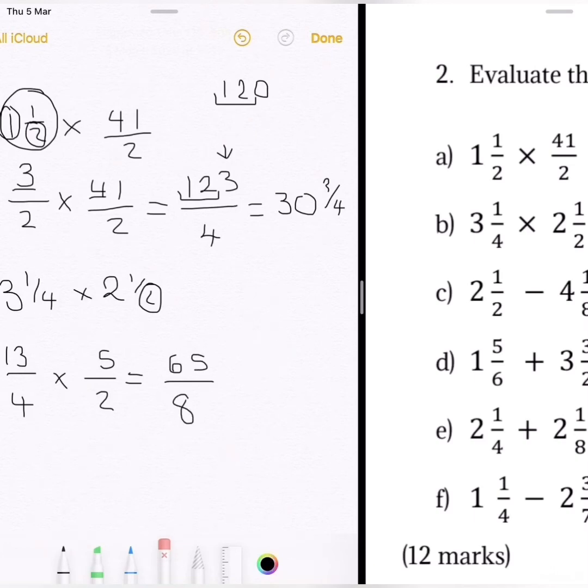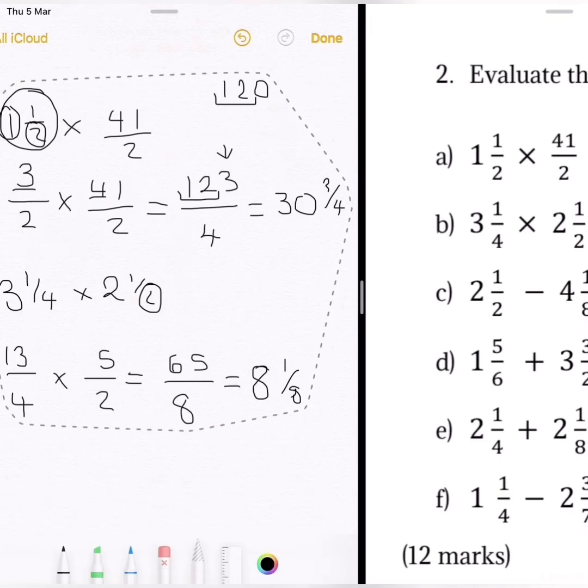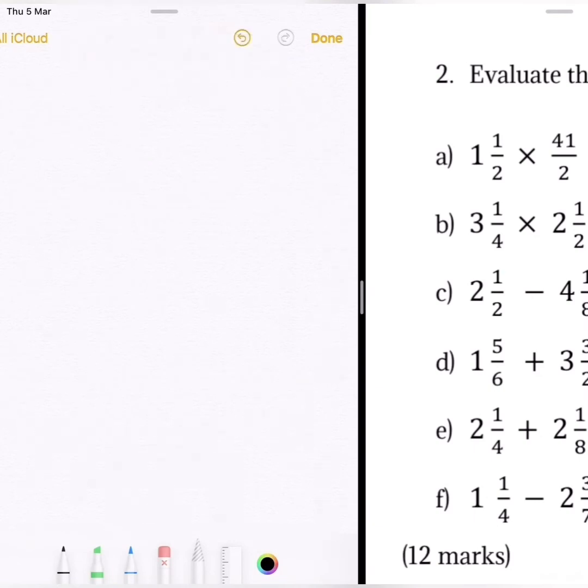Now, hopefully we can see that that's close to 64. So there must be 8 whole lots of 8 in there. And then there's 1/8 left over. Okay, so the next one then, let's just get a bit more space. So the next one is 2 1/2 minus 4 1/8.